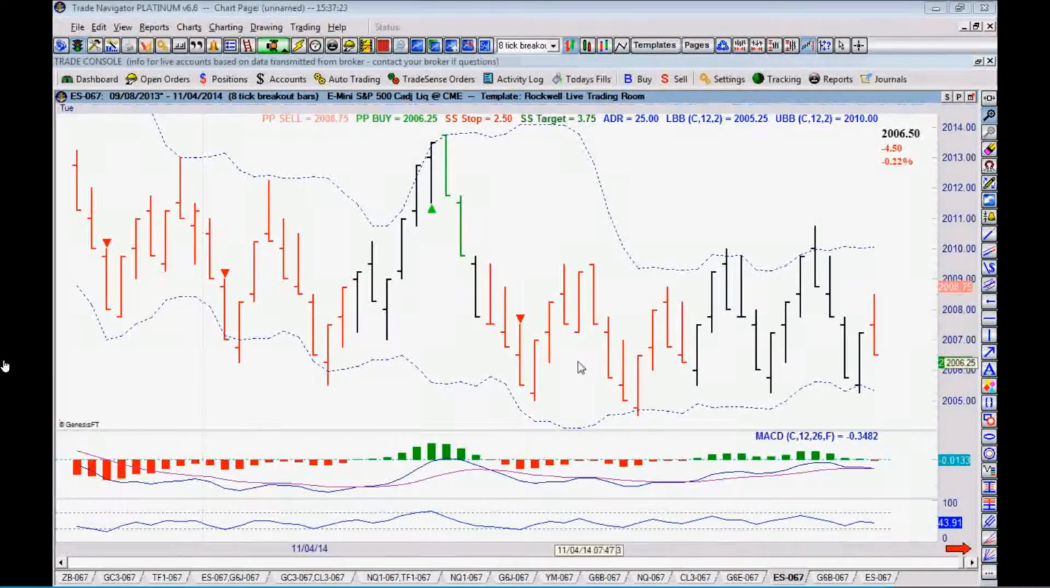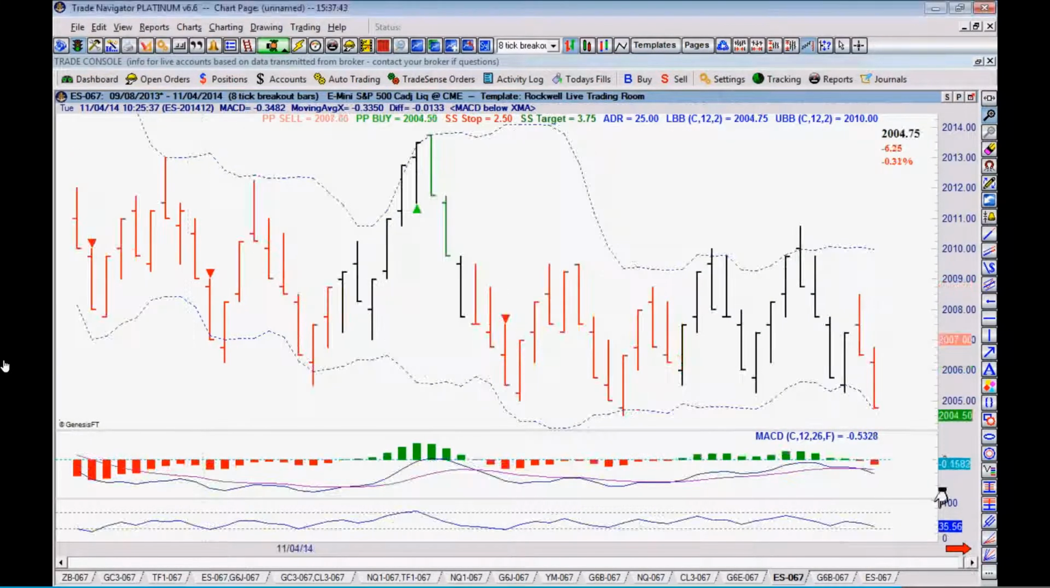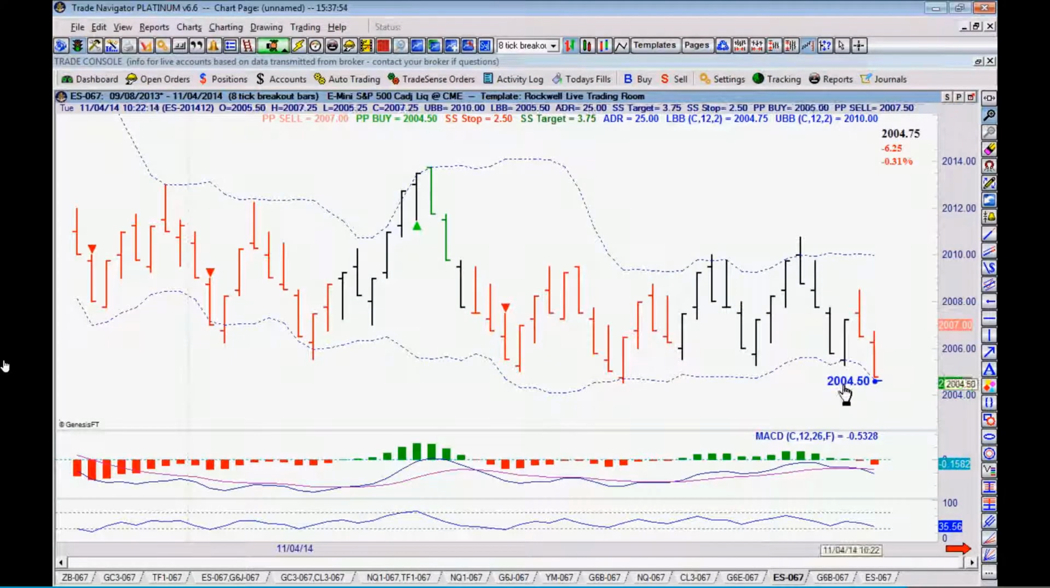And by waiting a bar, we now see price tagging this lower Bollinger Band. And we can put a sell stop order 1 tick below the low of this bar at 2004.5. And on the next bar, we would be getting into this trade. Now, with a sell stop order, it's triggered once we hit 2004.5. It becomes a market order. We're now short 1 contract.